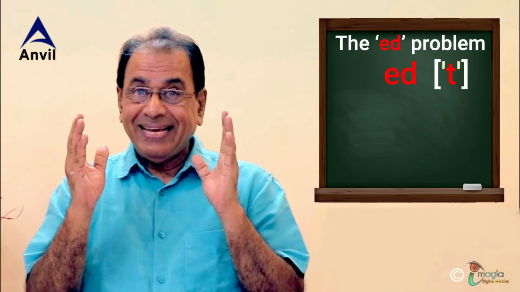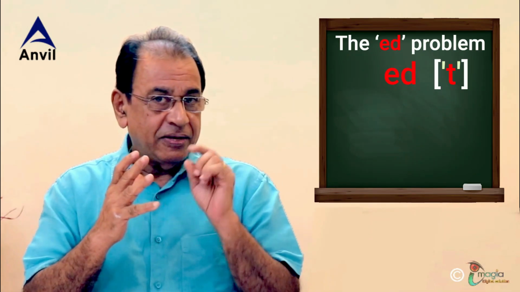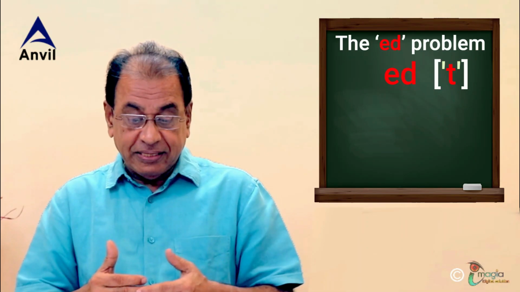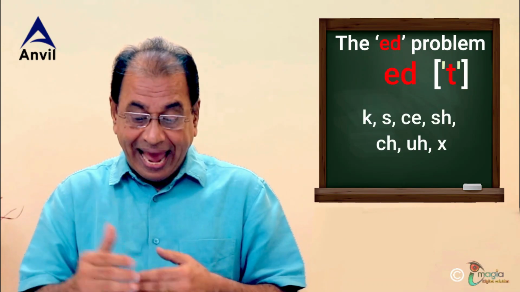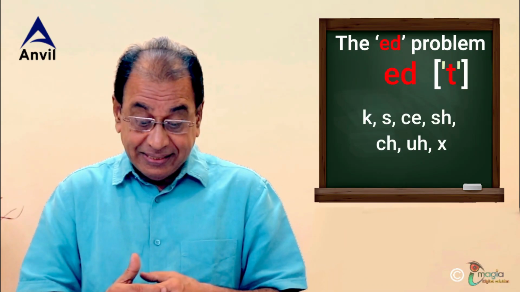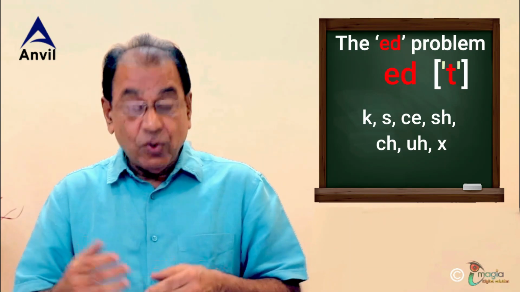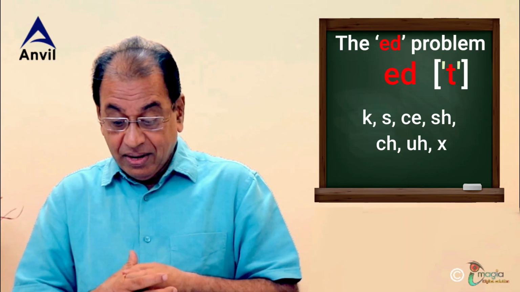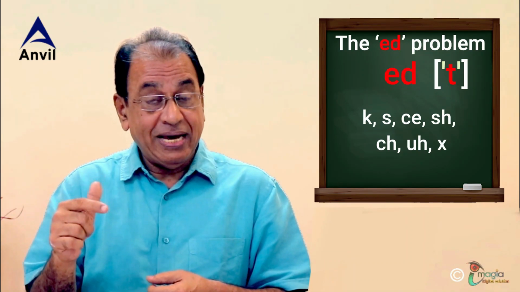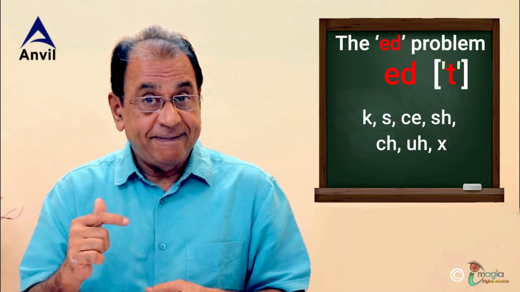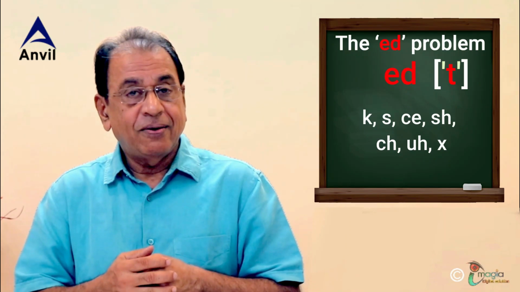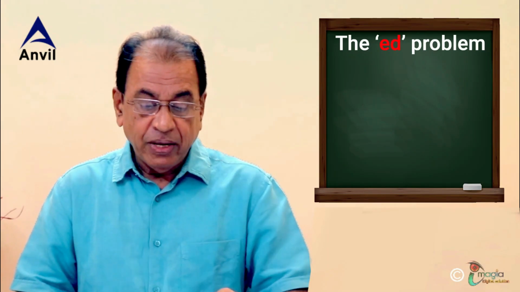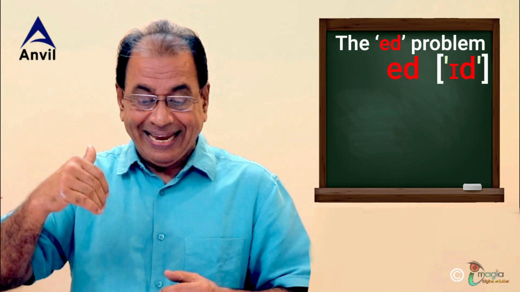So remember, ED has three pronunciations, and the first of which is T. ED can be pronounced as T in the following cases. For example, words that end in K, words that end in S, words that end in CE, words that end in SH, and words that end in CH, and GH where it is pronounced as F, like laugh. Okay, and the last one, words that end in X, mix. That's one pronunciation. The next one is you have ID pronunciation, id.